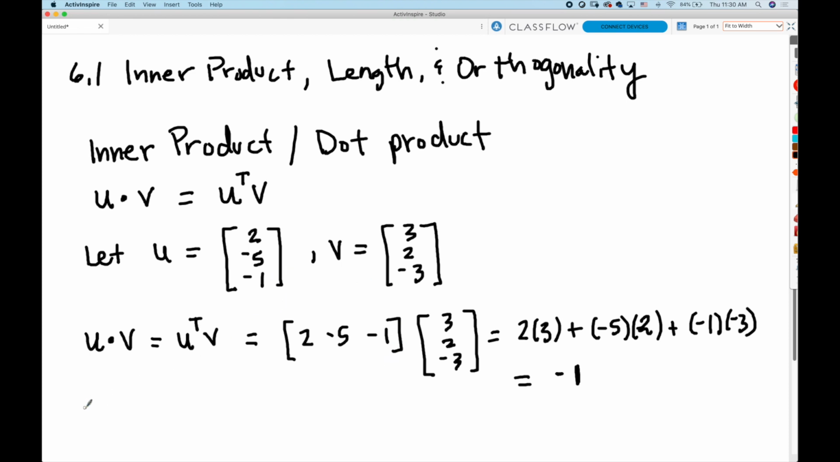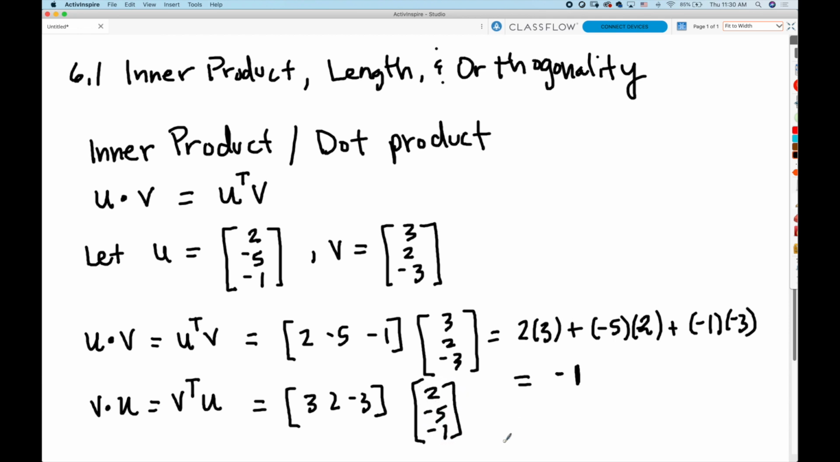If I had to compute V dot U, this would be V transpose U. Okay. Which should give us 3, 2, -3 times 2, -5, -1. If we do that, we also get 3 times 2, 2 times -5, and -3 times -1, which would be the same, -1. And so this is the inner product or the dot product.